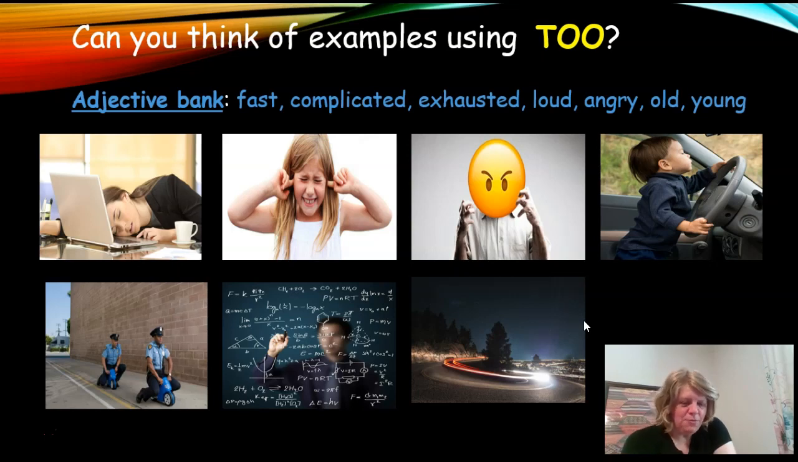And the last picture, we have only one adjective left, and that's the adjective fast. What can we say about it? The car was too fast. We can expand the sentence and say, the car was too fast for me to notice the model.